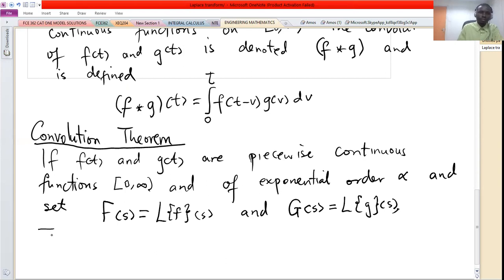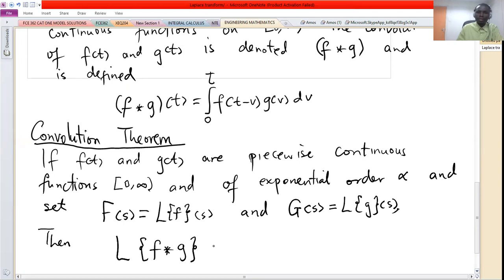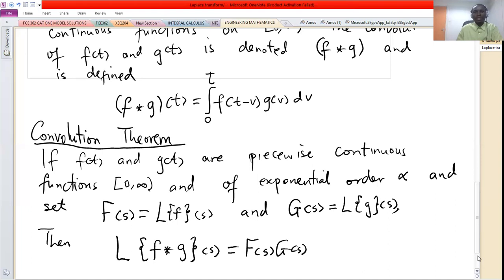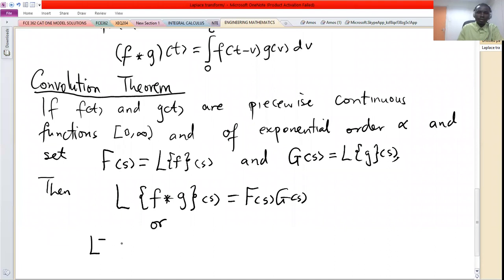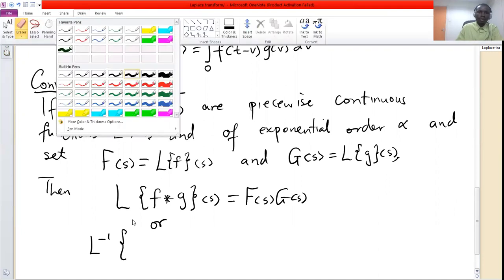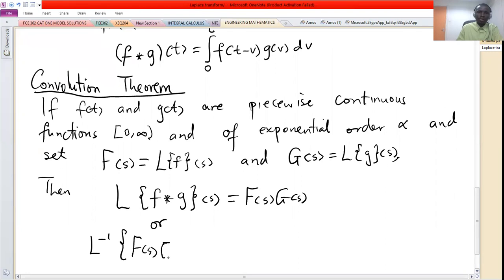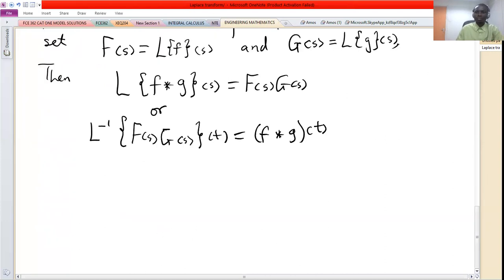then the Laplace transform of the convolution of f and g is the same as the product of the Laplace transforms of these two functions. Or it is the same as saying the inverse Laplace transform of capital F of s, which is the Laplace transform of f of t, times G of s, is the same as the convolution of f and g. So this theorem and the definition of the convolution are what will reduce the problem into a much easier problem to be solved.